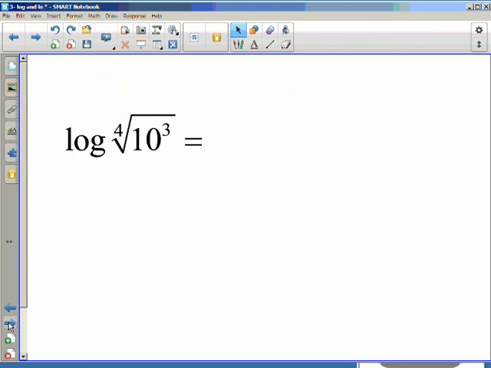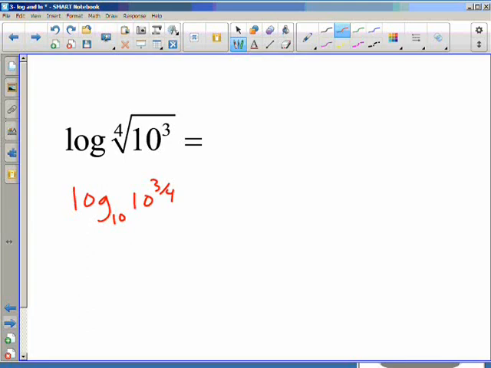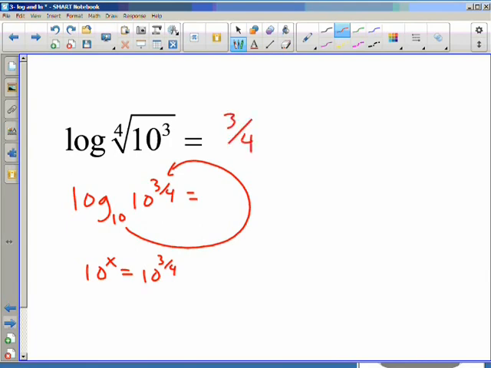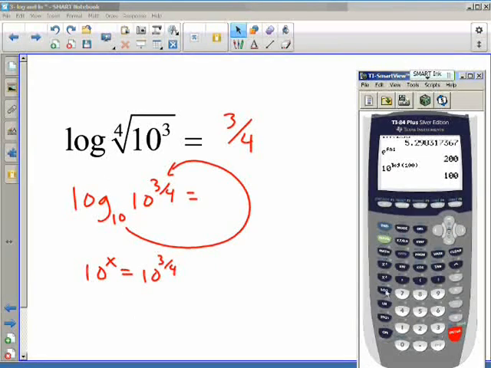How about this one? Log base 10, because it's not written, of the fourth root of 10 cubed. Well, a good way to think about this is to rewrite as a single exponent, 3/4. And what we're saying here is this is a base 10. So if we wanted to rewrite as an exponential, we'd have 10 raised to some power equals 10 to the 3/4. Well, if you equate these, you see it's 3/4. And we can test that on the calculator as well.